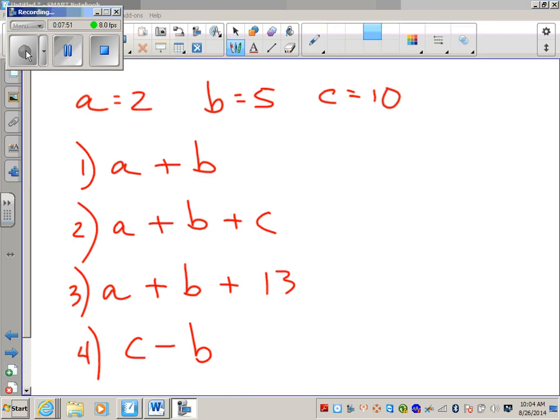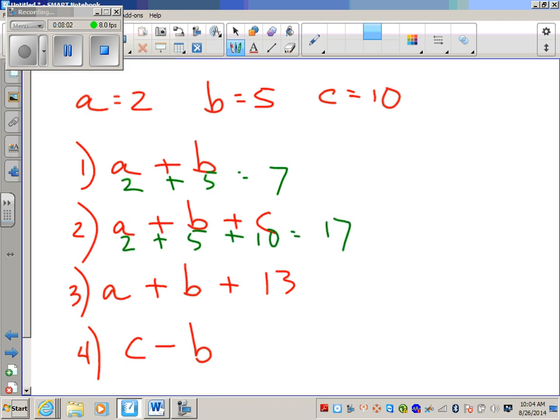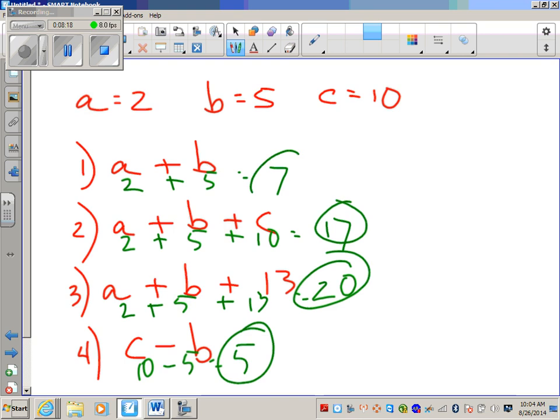Number 1, A plus B. Well, if A is 2 and B is 5, we should get 7. A plus B plus C. C is 10, so 17. Again, A, B, 13. 20, you said? And C minus B, 10. Very good. How many of you had all 4 of them? Awesome. So it's just a matter of substituting.